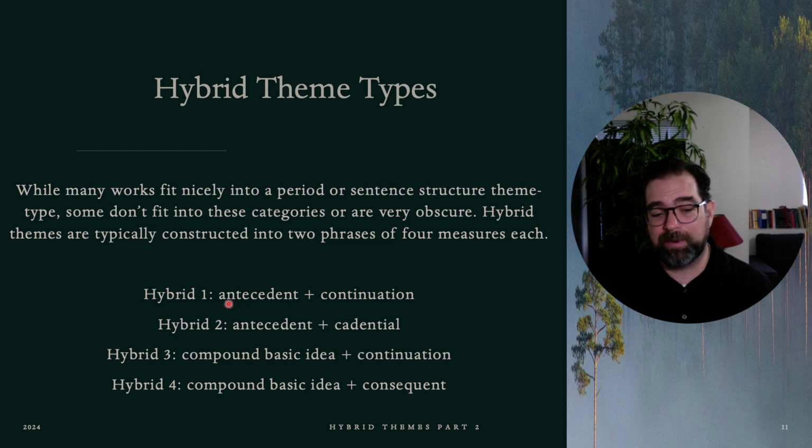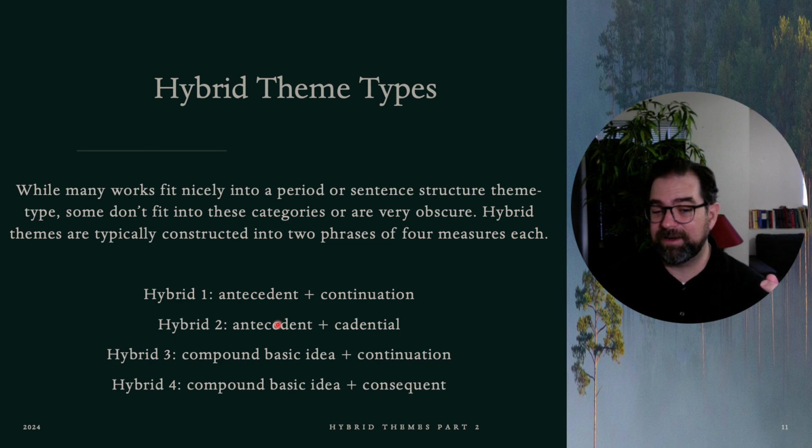So if we say a hybrid 1, we know there's an antecedent phrase, so there will be a weak cadence here, followed by a continuation. So there'll be fragmentation, liquidation, increased harmonic rhythm, everything we expect in a continuation. In hybrid 2, same thing. It'll look just like a hybrid 1, but in the second part of the phrase, we get this prolonged cadential progression.